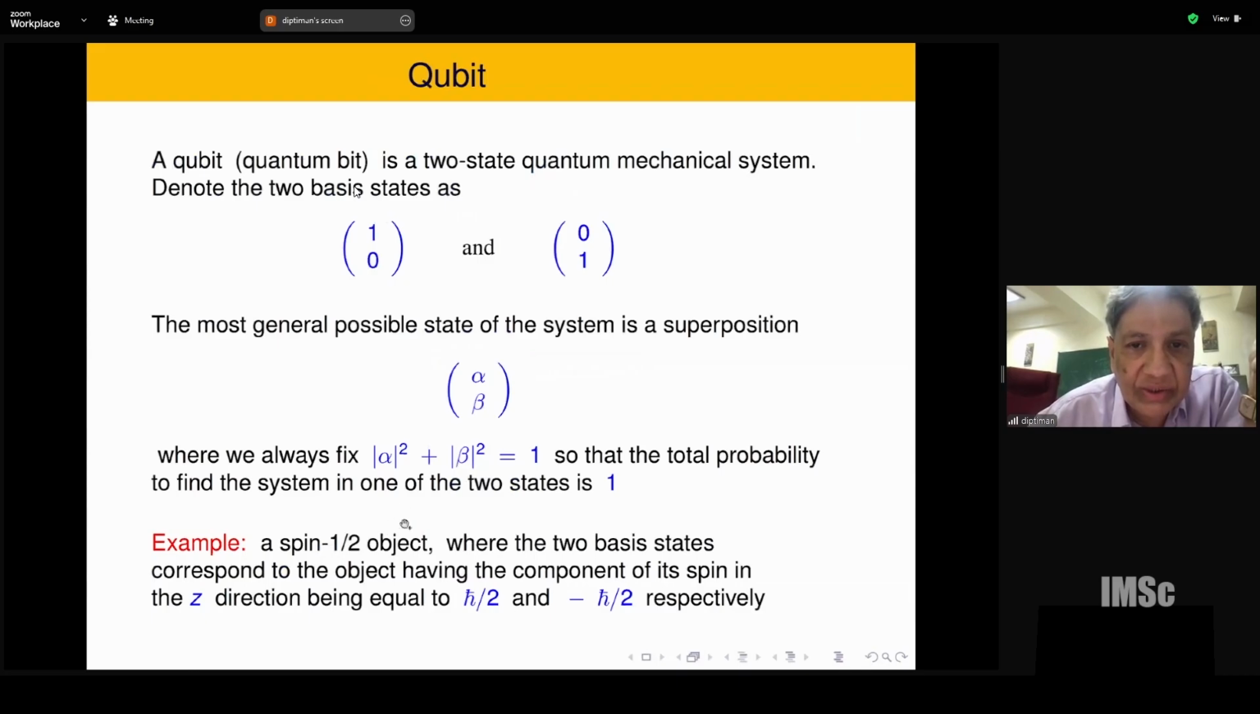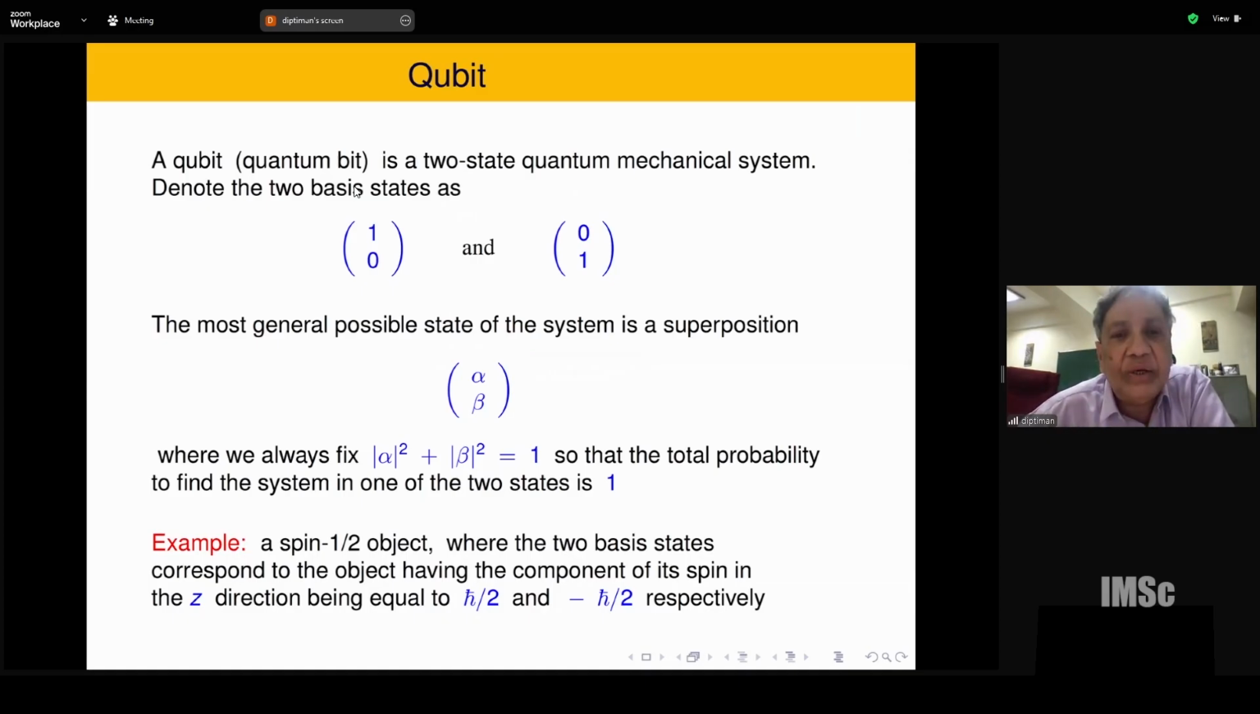Okay, so qubit. Let me just go over this very quickly. A qubit is basically a two-state quantum mechanical system. So we denote the two states as (1, 0) and (0, 1). We don't really have to know now what these two states stand for. One example that I gave in the morning is that if you take an electron which is spin half, then (1, 0) stands for a state where the electron spin is pointing up along the z-axis, and (0, 1) has the electron pointing down along the z-axis. But it doesn't matter what these two states stand for physically.